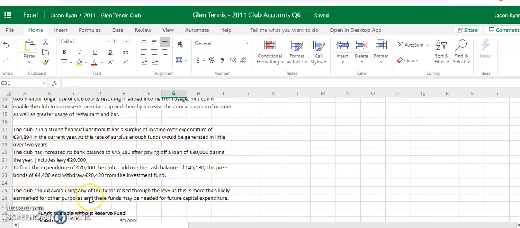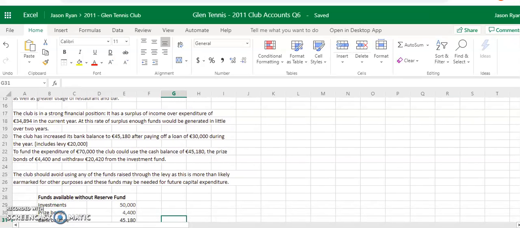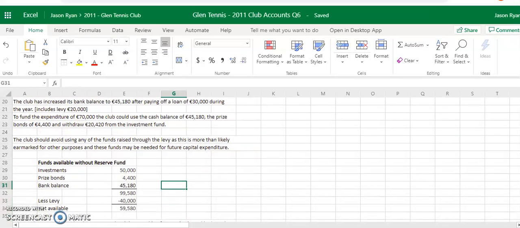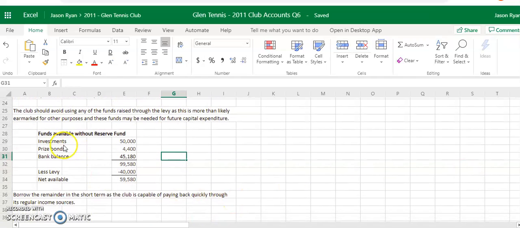The club should avoid using any of the funds raised through the levy, as this is more likely earmarked for other purposes, and these funds may be needed for future capital expenditure. So why would we use this money if we have enough money anyway in the business, and to withdraw a little bit from investment funds? So for funds available without the levy reserves, we have investments of 50,000, with a prize bond of 4,400, and a bank balance of 45,180. So the levy reserve then, we take it out, we'll have a net available of 59,580. So we're in a good position.